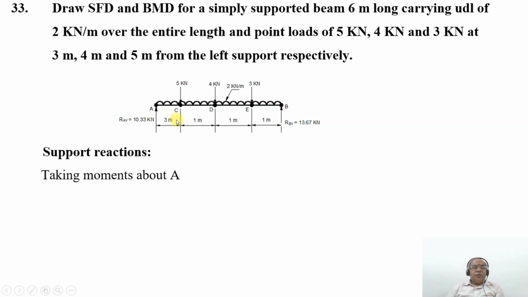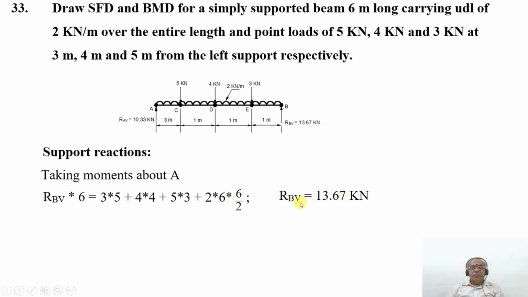Taking moments about the point A, we will have RBV into 6 will be equal to 2 into 6 into 6 by 2 plus 3 into 5 plus 4 into 4 plus 5 into 3. On simplification, you will get RBV as 13.67 kilonewton.